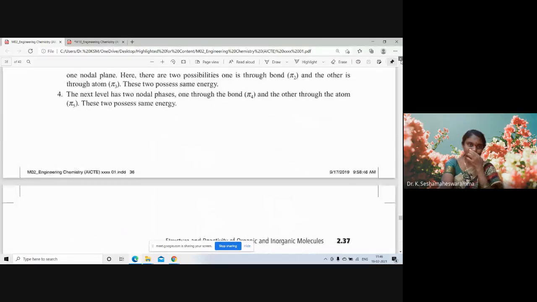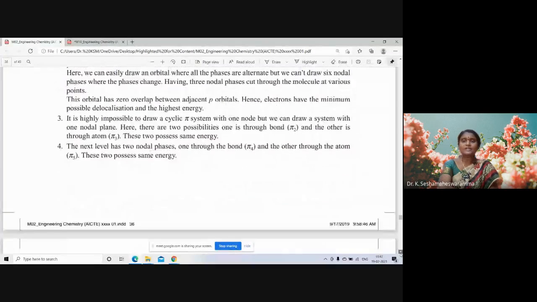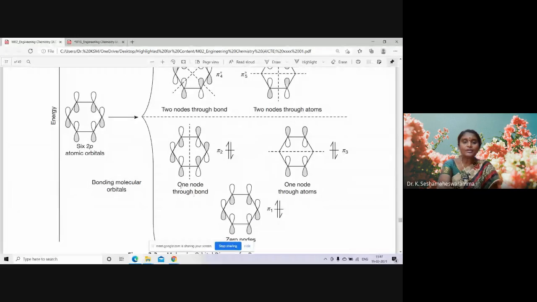Then next, it is highly impossible to draw a cyclic pi system with 1 node, but we can draw a system with 1 nodal plane. 1 node is different, 1 nodal plane is different. Here there are 2 possibilities. One is through bond, that is pi 2, and the other is through atom, pi 3. These possess the same energy. Here, this one node is through bond.